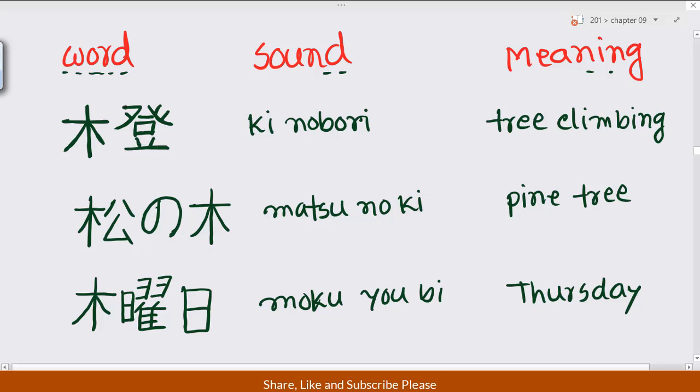So ki nobori again. Ki nobori, tree climbing. Masu no ki, pine tree. Masu, so first, second, third. Masu, masu, so here.